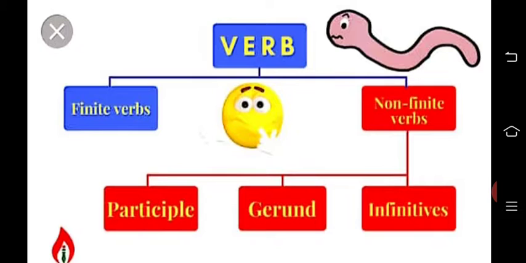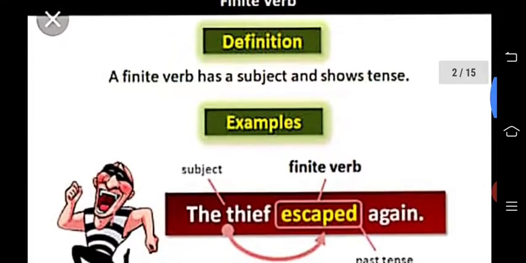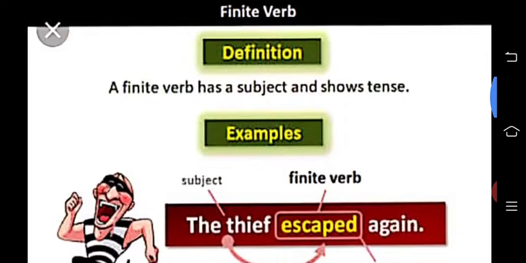So what is verb? Verb is an action word. Okay, when we divide the verb we get 2 parts, that is finite verb and non-finite verbs. And the types of non-finite verbs are participle, gerund and then infinitives. So you should know the types of non-finite verbs, that is participle, gerund and infinitives. Okay, so let's discuss one by one.